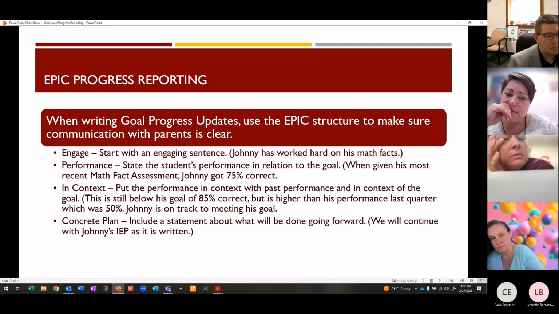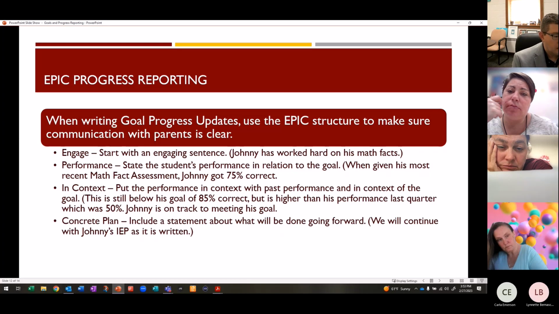Then we include a statement about performance. What is that performance in relation to the goal, with the exact same assessment or the exact same skill that the goal was addressing? So when given his most recent math fact assessment, Johnny got 75% correct. Then we put that into context. Parents may be able to read the score, but they don't know what that necessarily means. So this is still below his goal of 85% correct, but it is higher than his performance last quarter, which was 50%. Johnny is on track to meet his goal.